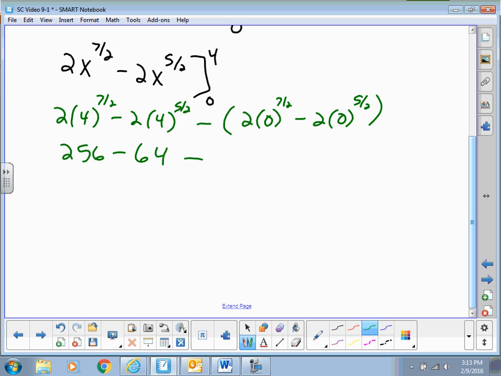And then minus, all of this will just end up as 0. And don't always just assume that, because you might have, say, an e to the 0, which is 1, or a cos of 0, which is 1. So it might not always be 0 when you're putting 0 in, so you need to at least think about it. And if we subtract those, we end up getting 192.